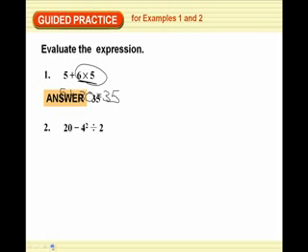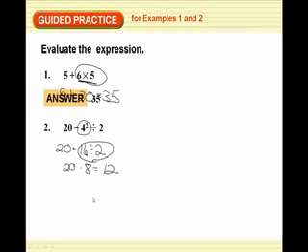This one, I'm following the PEMDAS, there's no parentheses, but I see an exponent. So I have to do that first. I'm going to rewrite it. And 4 squared means 4 times 4, which is 16, divided by 2. And then still following the rules of order of operations, I have to divide before I can subtract. So 16 divided by 2 is 8, and 20 minus 8 is 12. The answer is 12.